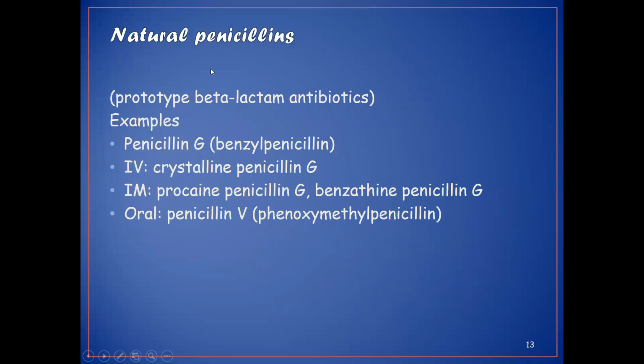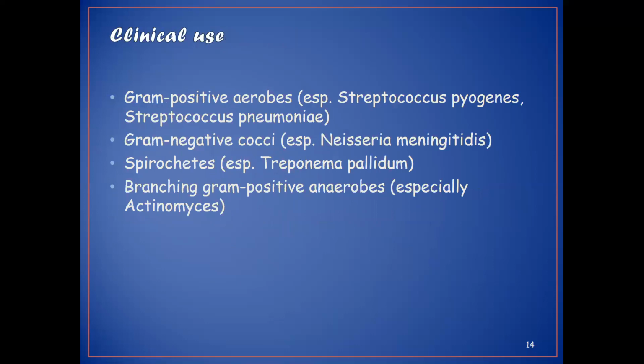So let's talk about the natural penicillins. These are the prototype beta-lactam antibiotics. The examples include penicillin G, which we commonly refer to as benzyl penicillin. IV, we have crystalline penicillin G. IM, we have procaine penicillin G and benzathine penicillin. Then oral, we have penicillin V, which is phenoxymethyl penicillin.